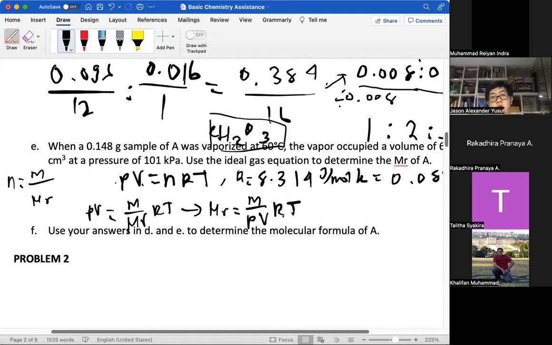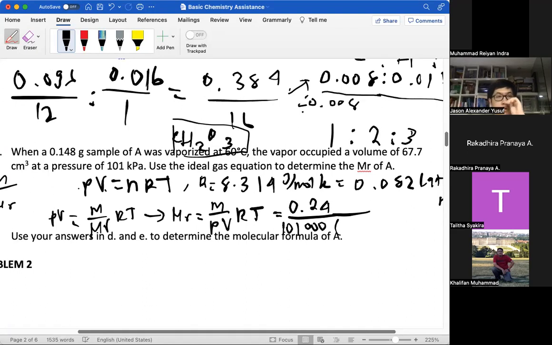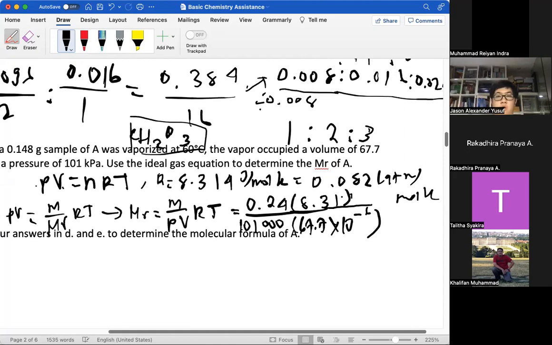And from the previous question, we know the mass m, which is 0.24. We know the pressure, 110 kPa. We need to convert it to Pascal first by multiplying it by 1,000. Next, we also know the volume, which is 67.7 centimeter cube. However, we need to convert that to meter cube. So we multiply that with 10 to the power of negative 6. And we know the universal gas constant is 8.31. For this time, I'm going to use 8.31. If you want to use 8.314, go ahead.